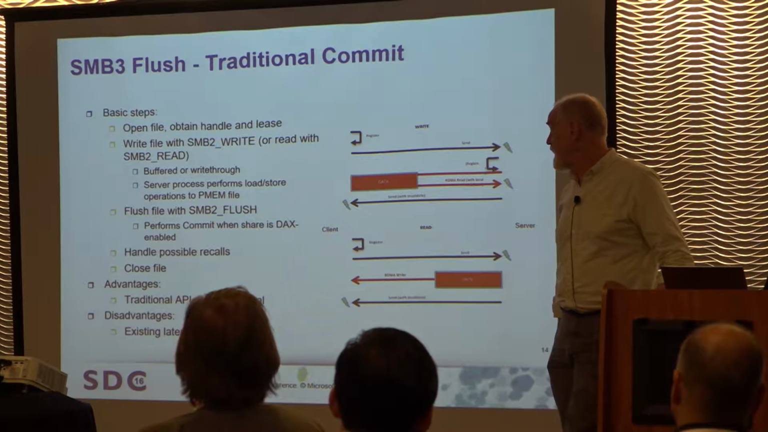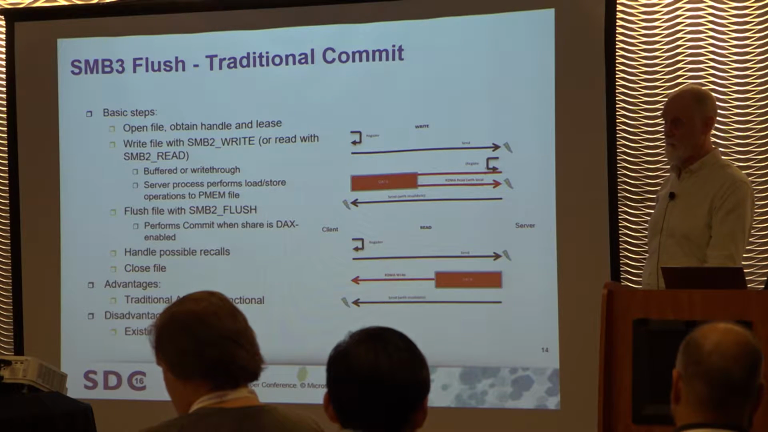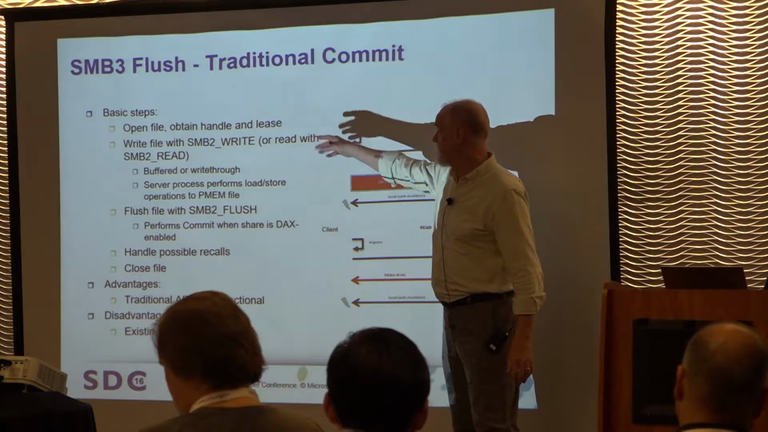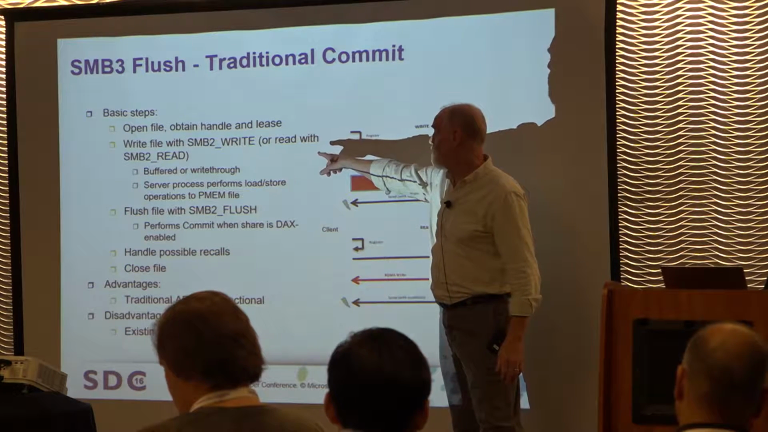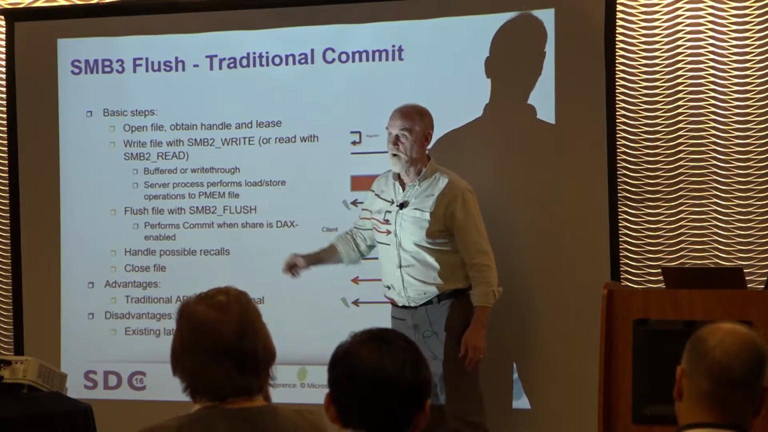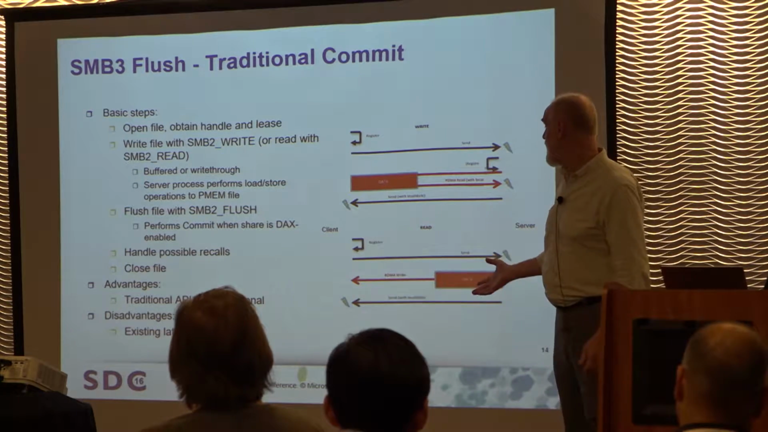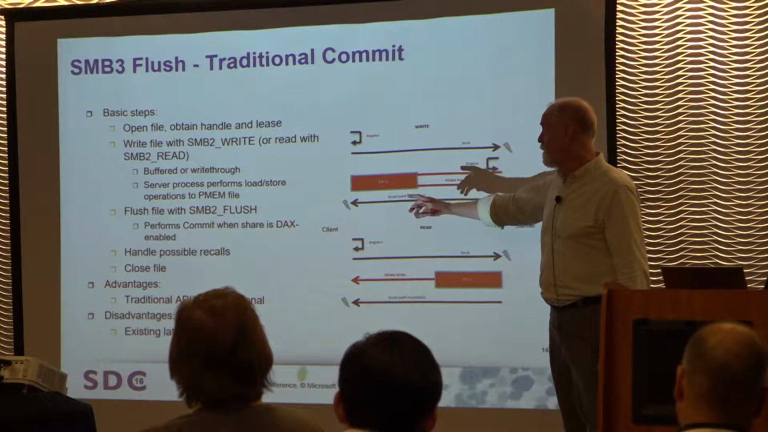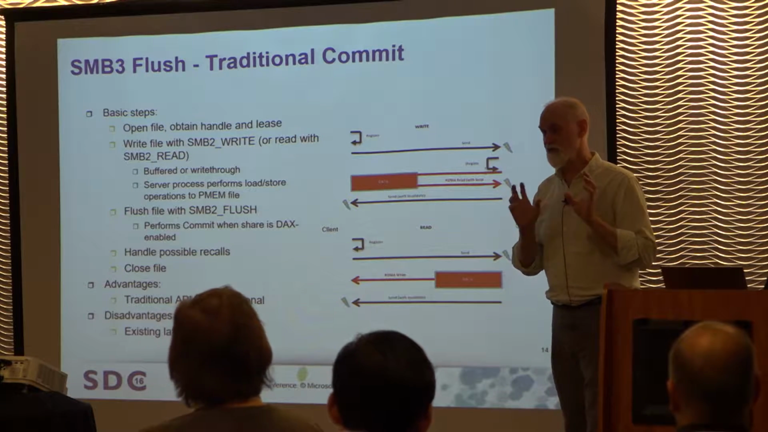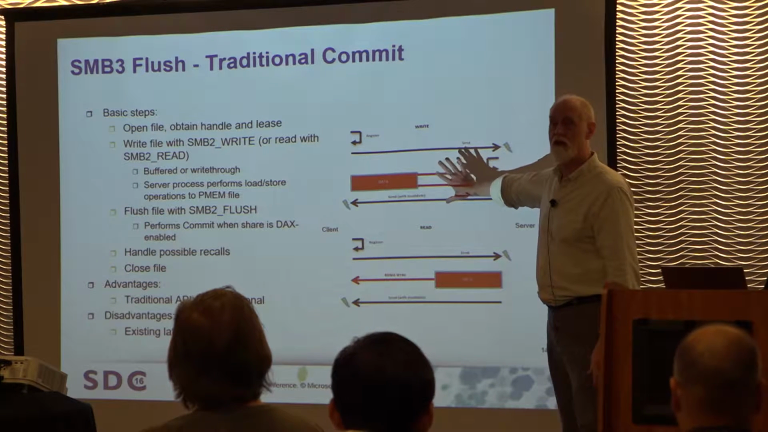And so first, I'll talk about the traditional upper layer commit, how we commit data. And it's basically a file operation. We open the file, we obtain a handle and a lease, for instance, in SMB, and we perform a write. We can also perform a read. There's a bunch of dispositions on the write, but the server performs operations, either to a PMEM file or an ordinary file. And then from time to time, the initiator, the client, will either perform a flush or just close the file, right, which implicitly flushes. And that flush is an explicit operation that crosses the wire and requests the server to make the file data durable, right?